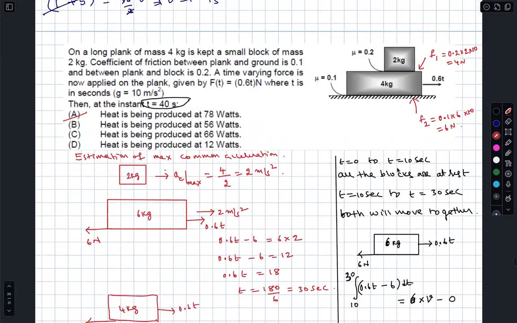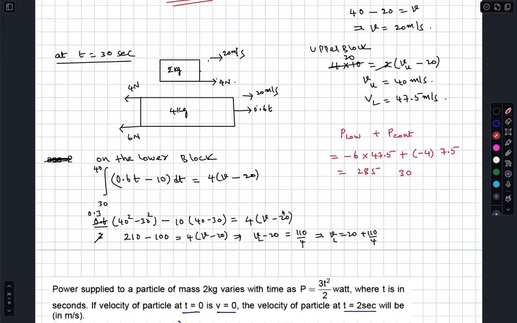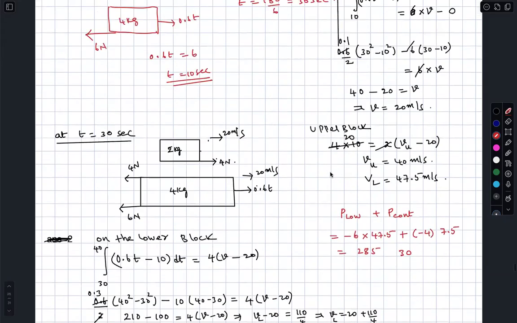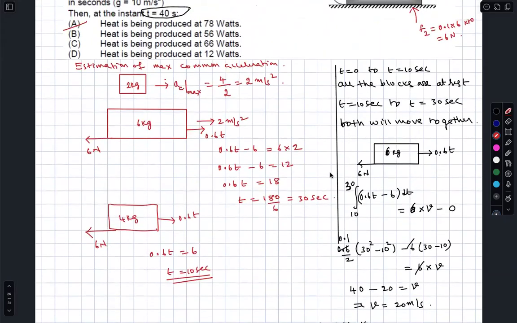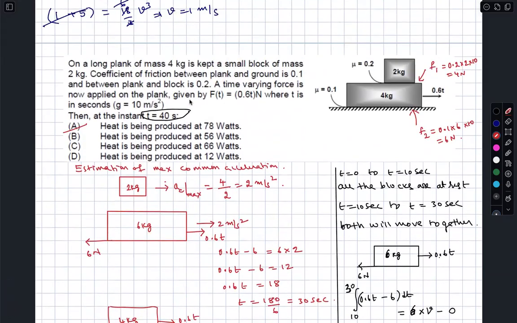What are they asking? Heat produced at that instant. They are asking that heat is produced at that instant. So at that instant, heat produced is of this order. Whatever the power loss, that is the heat produced. I'll deal with it stepwise again. Just please follow me again. First, we should have some estimation.